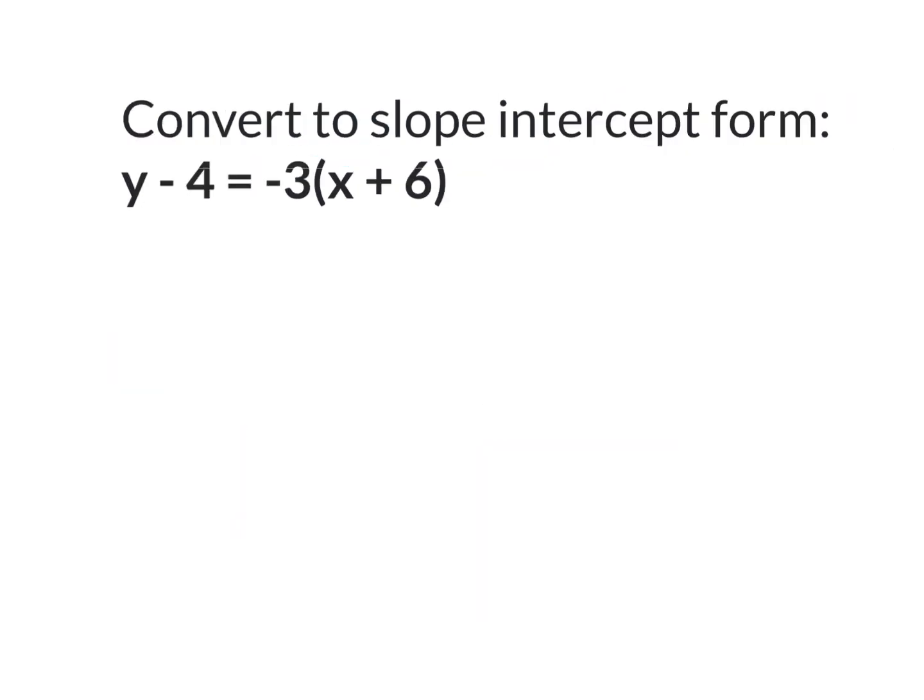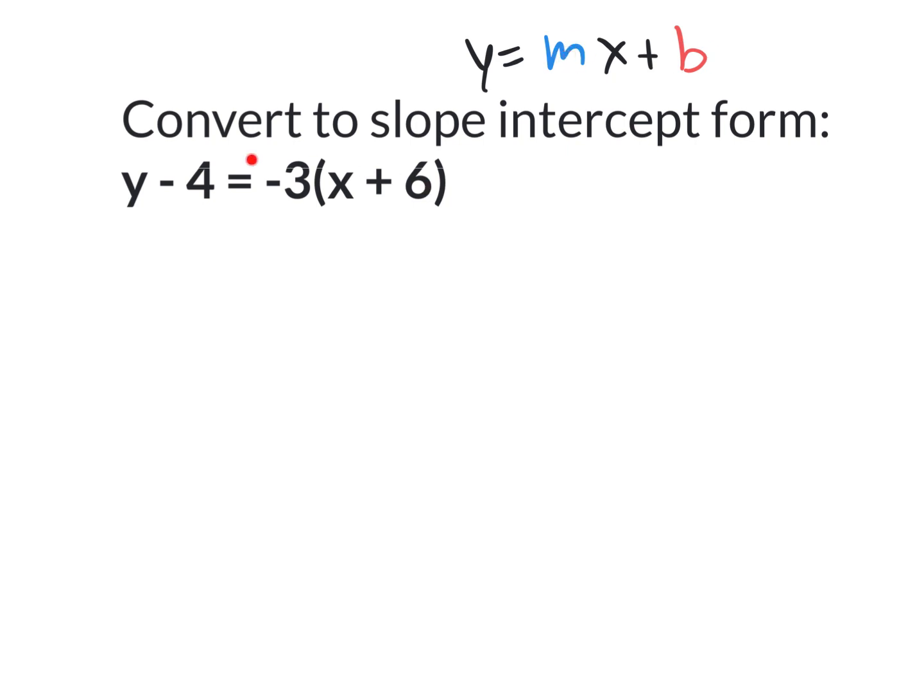It says to convert to slope-intercept form. So we first need to know what slope-intercept form is. It's y equals mx plus b, and this is up on the wall if you need it. And we should know that the b is the y-intercept, the m is the slope, the rise over run.